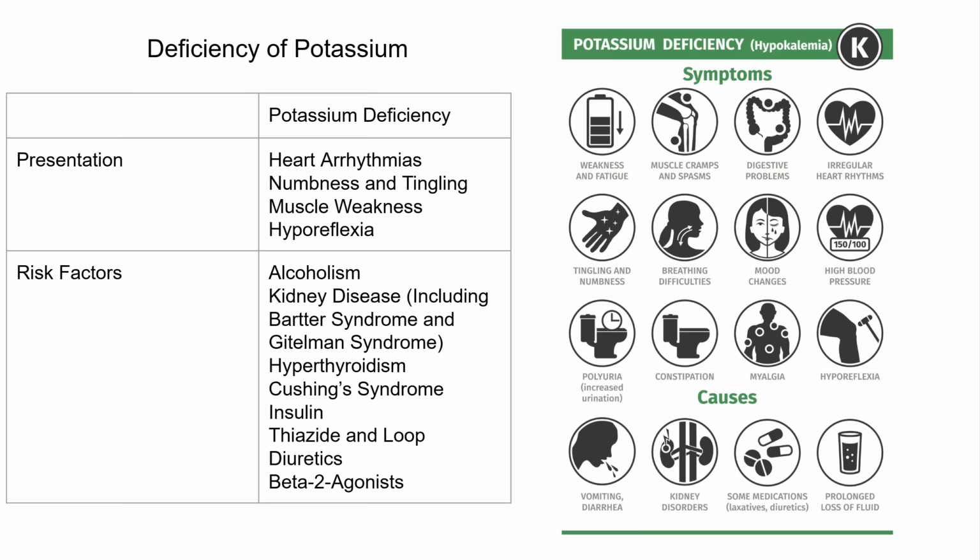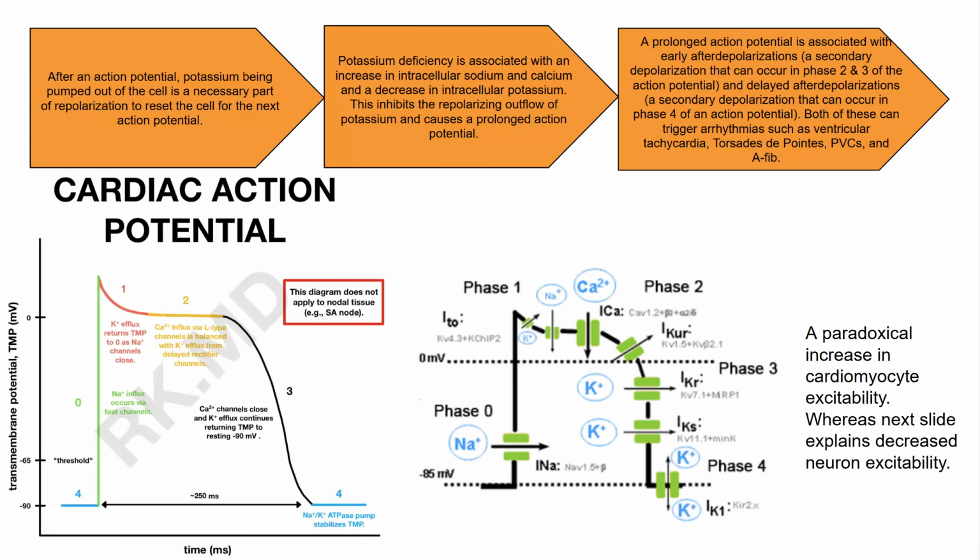First, we're going to go into the very basics behind deficiency of potassium. Then we're going to break down the science behind why patients are presenting the way that they do. Then I'll give you some takeaways to help you identify this disease. When a patient has potassium deficiency, they can develop heart arrhythmias, numbness and tingling, muscle weakness, and hyperreflexia. And we'll go further into the science behind these presentations and the risk factors later in this presentation. But I just wanted to provide you an idea of what we're going to be getting into in this lecture right here.